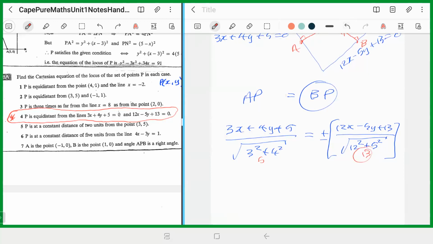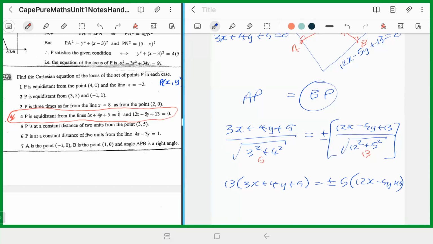So I can cross multiply this 13 over here, and cross multiply this 5 over there. All right, let's see what we get when we do that cross multiply. So I'm going to get 13 times this, equals 5 times that. Remember, it's plus or minus, plus or minus 5 times the 12x minus 5y plus 13.